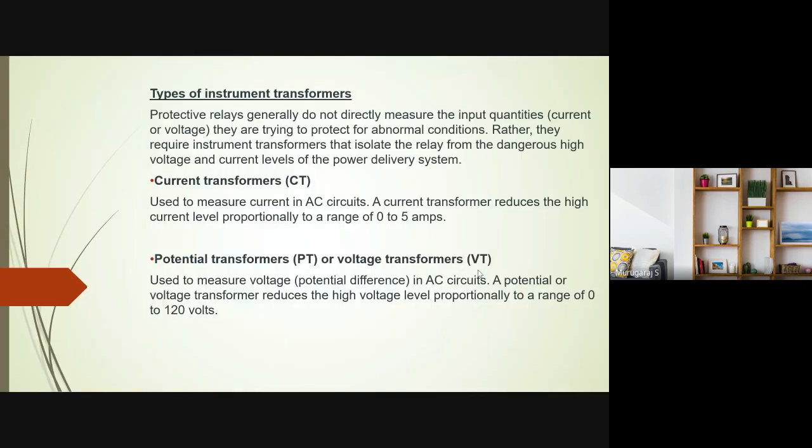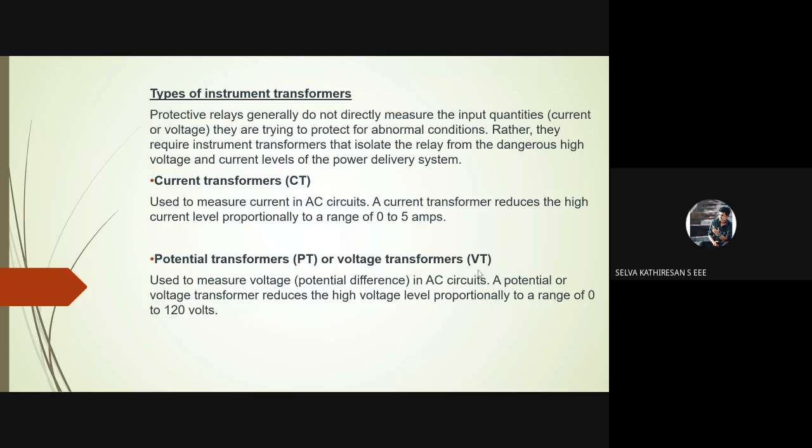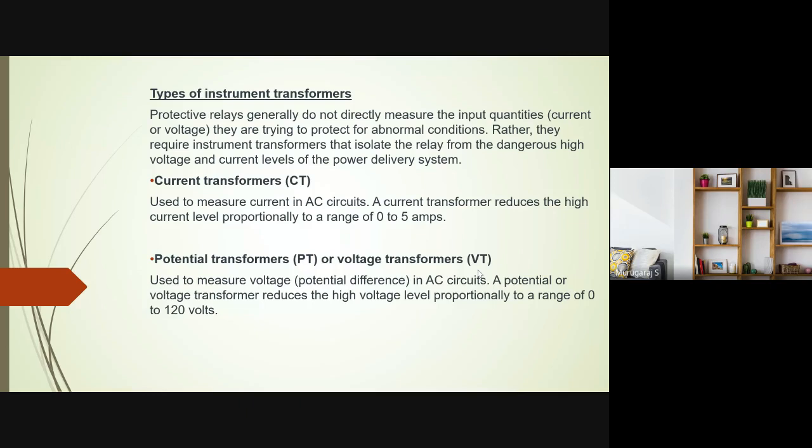Before moving on, I would like to understand from you which equipment will draw more starting current: a motor, a transformer, or a heating load? Which one will draw more starting current? Motor, sir. Don't you think transformers take more starting current?